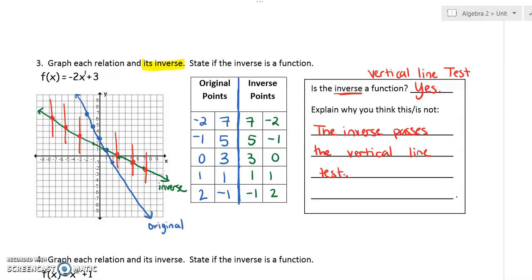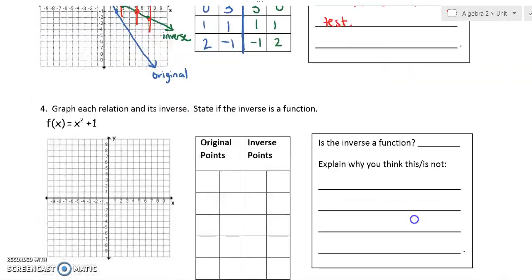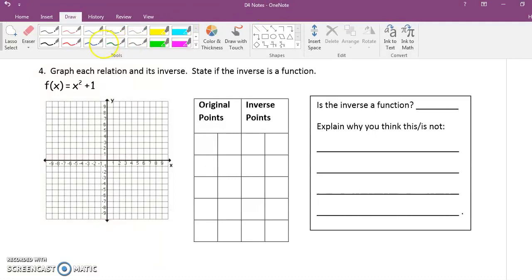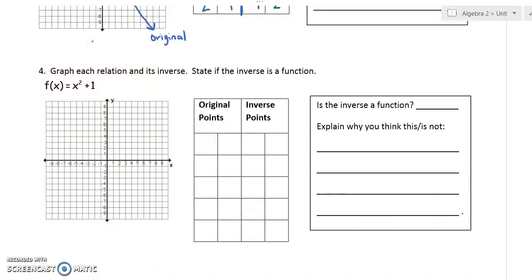All right, now we have our last one, and it says graph each relation and its inverse, state if the inverse is a function. This time I'm gonna have you utilize your calculator, so that way you understand that you can also use your calculator to answer these questions. So what I'm going to do is go to y equals on my calculator. I'm going to type in x squared plus 1, because remember that f of x is the same thing as y.